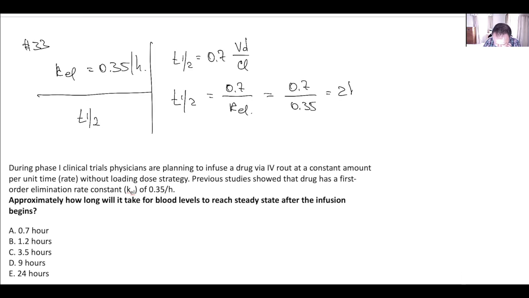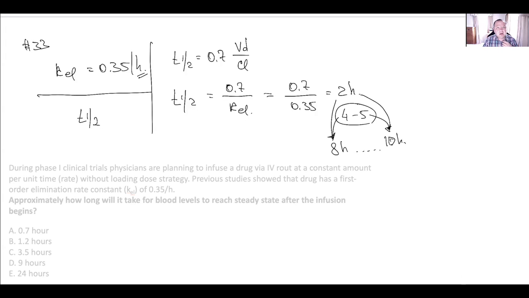will be 2 hours. The question is asking how long it will take to reach steady state after the infusion begins. To reach steady state concentration, we need 4 or 5 half-lives, and this will correspond to either 8 hours or 10 hours. So in this period, what answers do we have? 9 hours. This will correspond to the 9 hours.